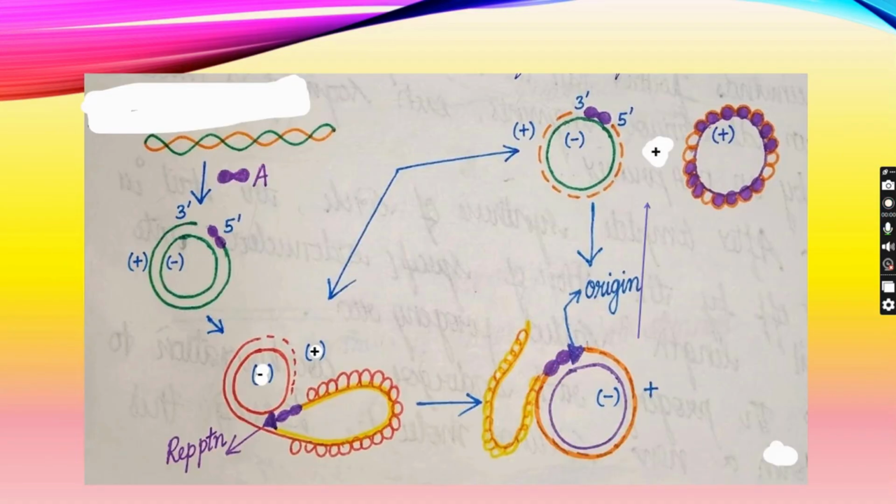So, this is going to be a single-stranded DNA strand. When it enters the E. coli, it is converted into a double-stranded DNA strand. After it becomes a double-stranded DNA strand, a gene A protein is going to be attached.